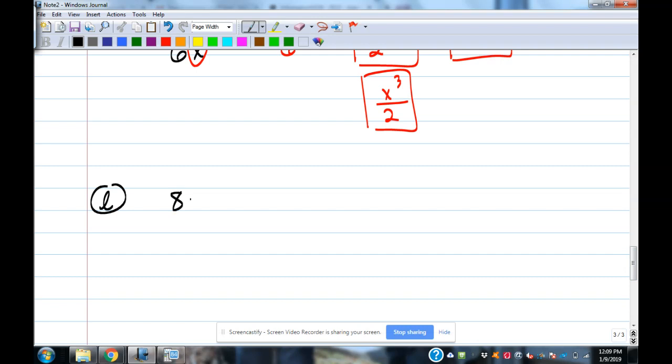Let's say we had 8 y to the 5th x squared over 14 y to the 3rd x. What exponent rules can we do? X's and Y's are both the same base, right? So I can put those together using the subtraction rule that the quotient rule tells us to do.